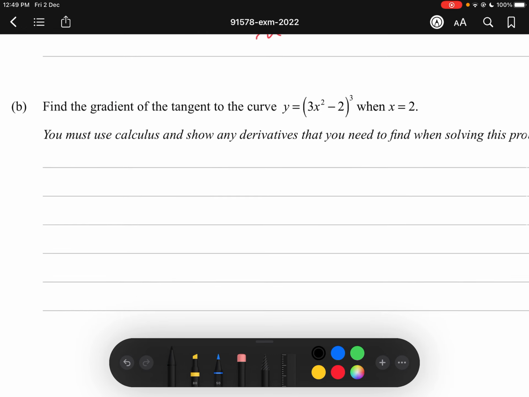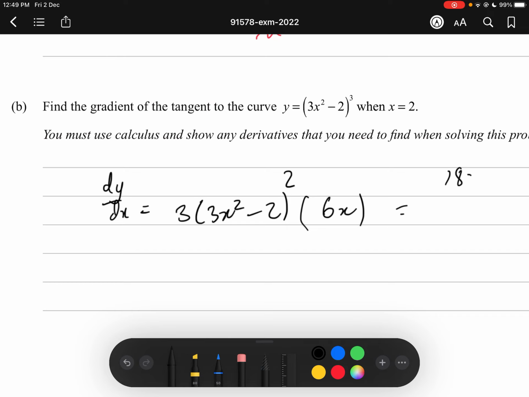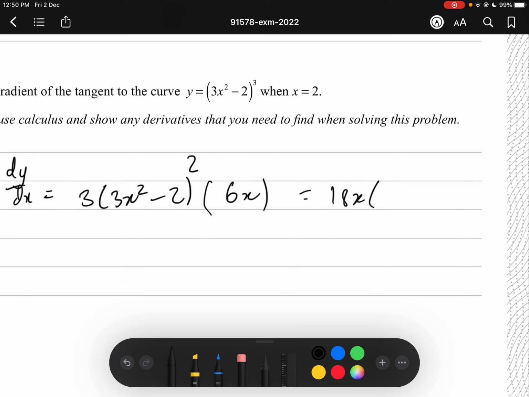Question B, find the gradient of the tangent of the curve y equals (3x squared minus 2) to the power of 3 when x equals 2. So finding the gradient of the tangent, we're going to differentiate and substitute x equals 2. So dy on dx is equal to 3 times (3x squared minus 2) to the power of 2 multiplied by the derivative of the inner function, which is 6x. So that is equal to 18x multiplied by (3x squared minus 2) squared.